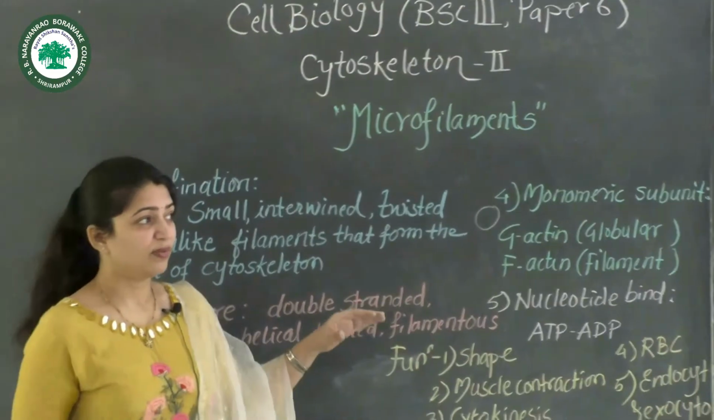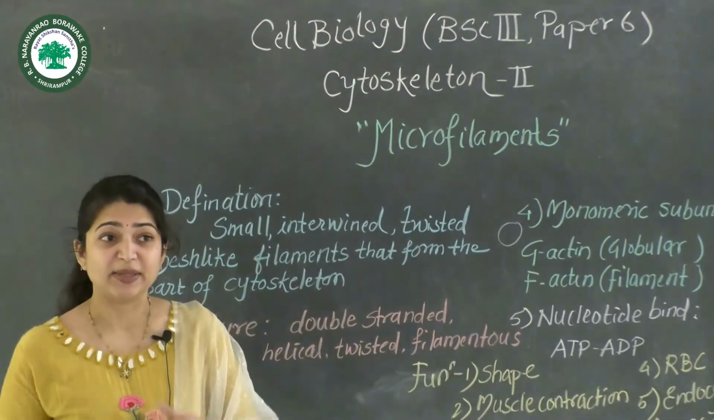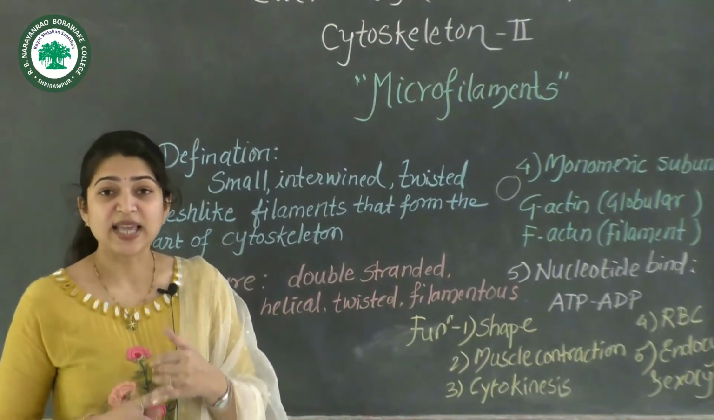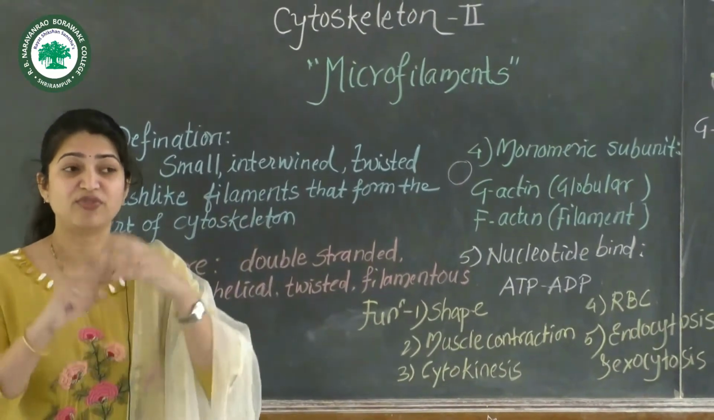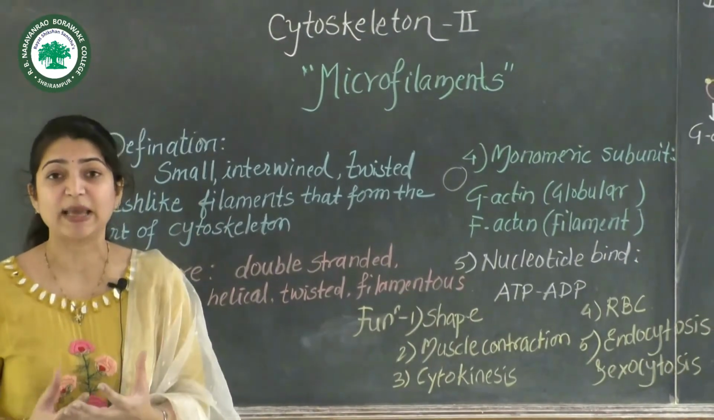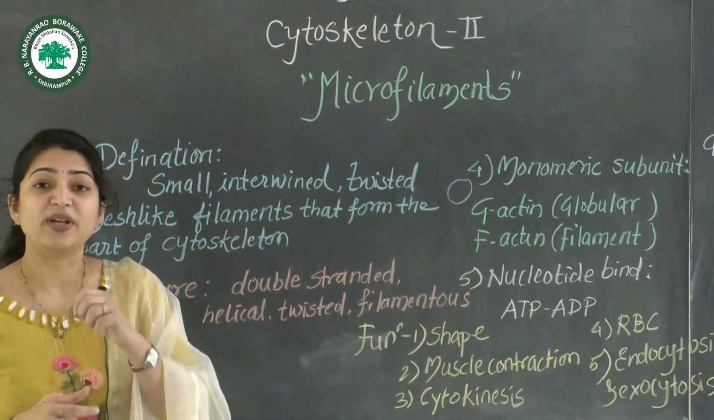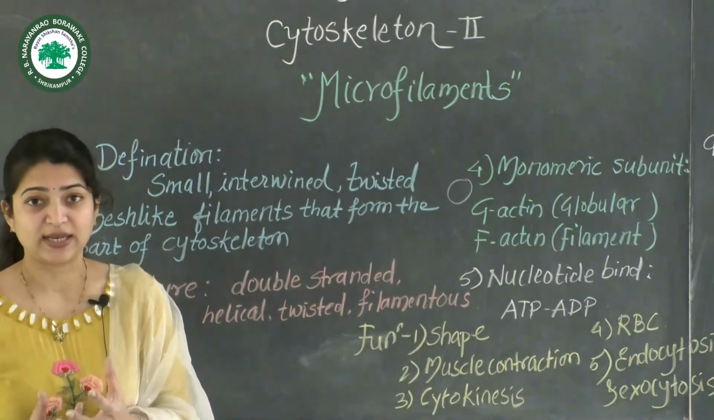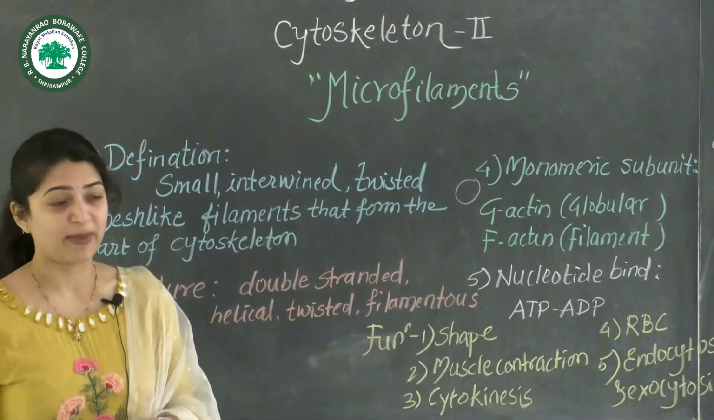Next is the function. It carries out different kinds of functions. The first is the cytoskeleton function: the microfilaments, which form the net-like, mesh-like appearance around the cell, give proper rigidity and shape to the cell. So that shape is maintained by the microfilaments.